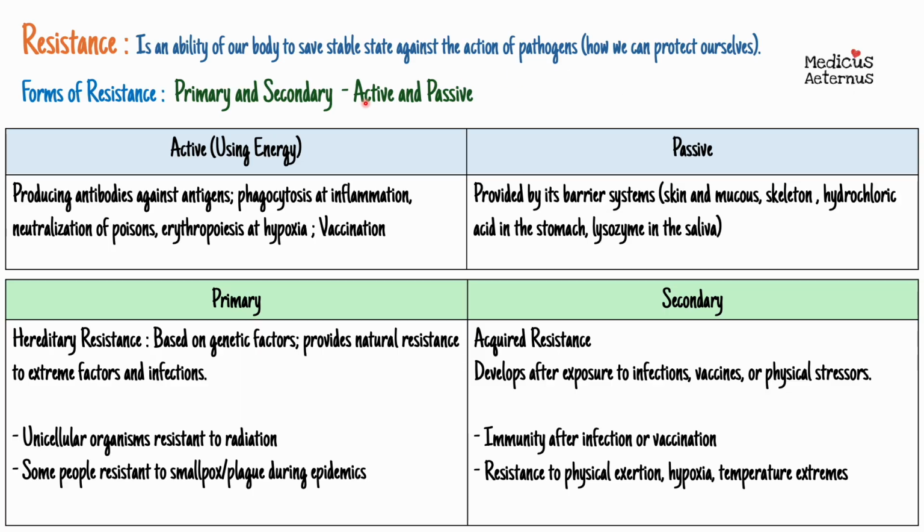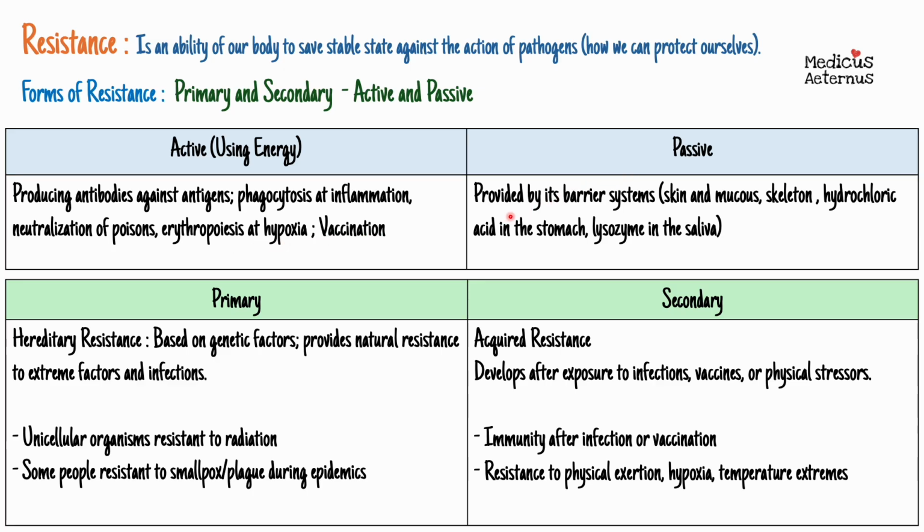Now we'll speak more about the term resistance. Resistance is the ability of our body to save a stable state against the action of pathogens. So it shows how our body protects us, how we protect ourselves. We have here the forms of resistance: primary, secondary, active, and passive. In the active, which uses energy, the body will produce antibodies against the antigens, phagocytosis at the inflammation site, neutralization of poisons, erythropoiesis in case of hypoxia, and vaccination.